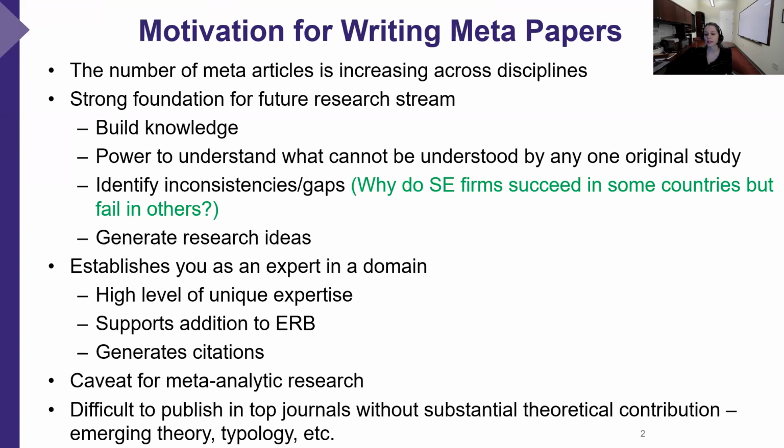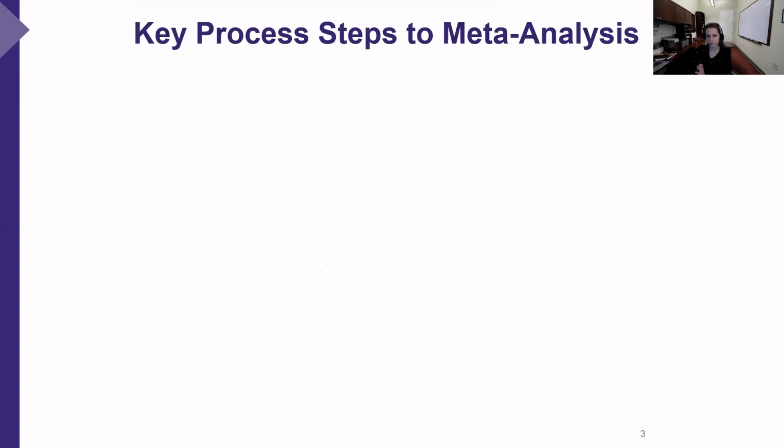And what do I mean by substantial theoretical contribution? Maybe you conduct a meta-analysis and you try to explain it from a perspective of maybe you realize there's another boundary condition. Maybe the results of the meta-analysis allow you to introduce some sort of typology. So think of a meta-analysis then as just the first step and the first contribution of your research.